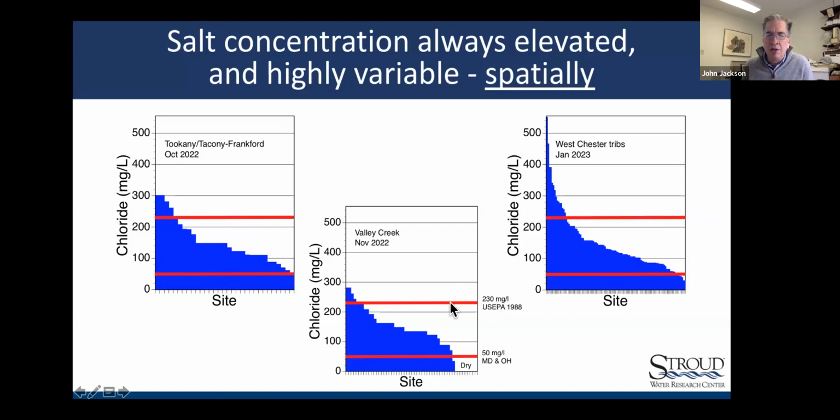So I drew in here the 230, the EPA chronic threshold, but then I also drew in another number, 50 milligrams per liter, because both Maryland and Ohio are using that as kind of an indicator of salt contamination. And suddenly when you use that 50, you realize, oh, we've got salt stress almost everywhere. The 230 makes it seem like 10 to 20% of our sites maybe have a problem. When you use the 50, all of our urban streams are experiencing salt stress.